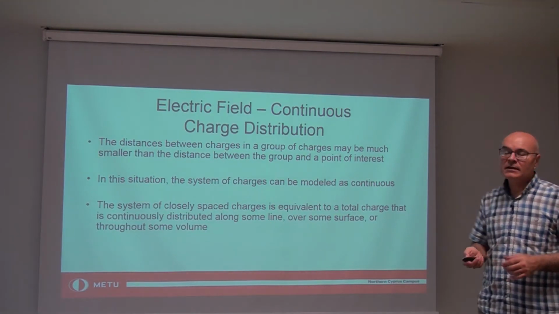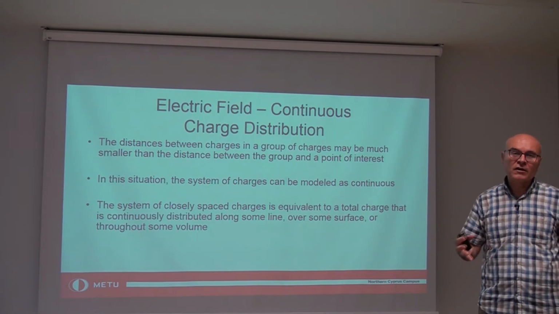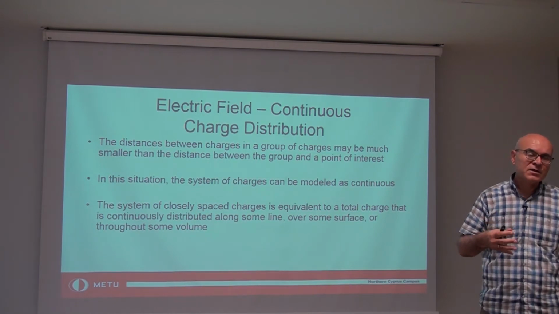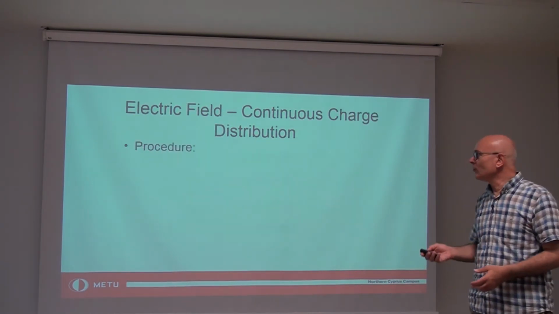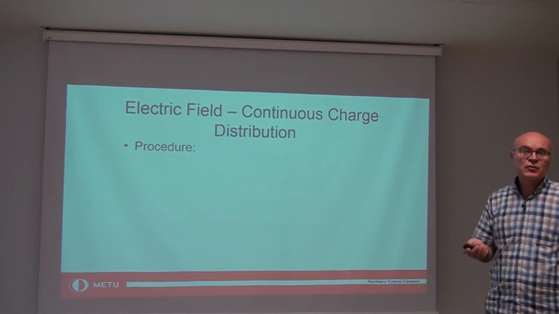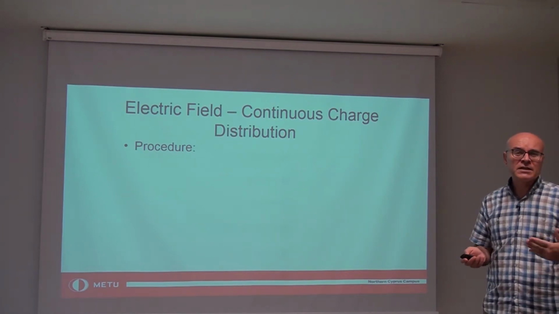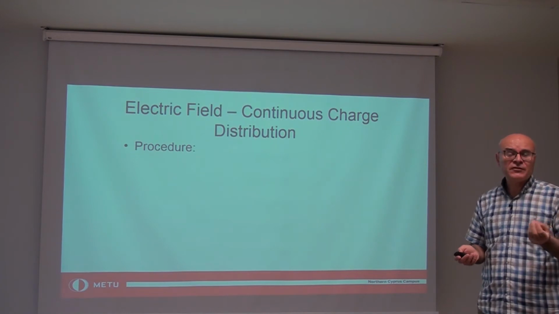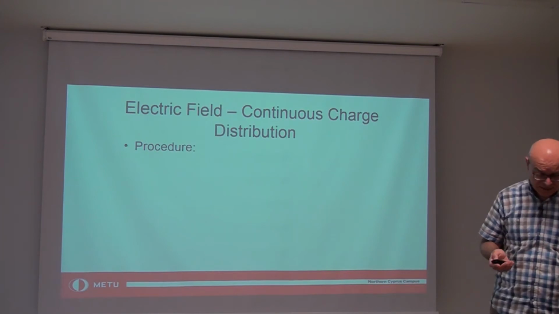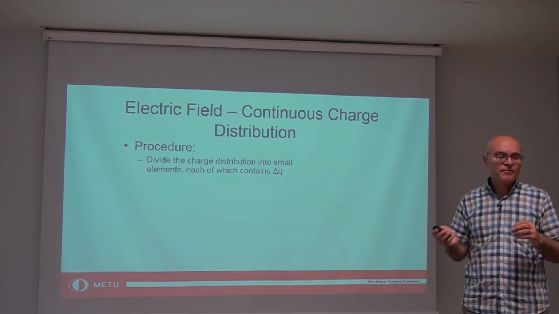In this case, we can think of the system as a total charge that is distributed over a line, or a surface, or a volume. Now, how do we find the electric field of such continuous charge distributions? The procedure involves integration at the end, as you will see, but it's quite intuitive and easy to grasp, and it's also based on the idea of linear superposition that we have described before.